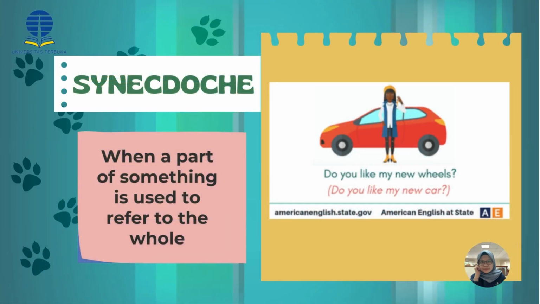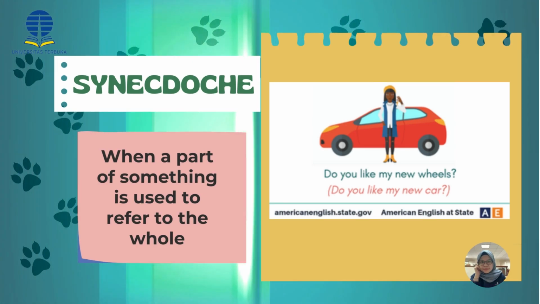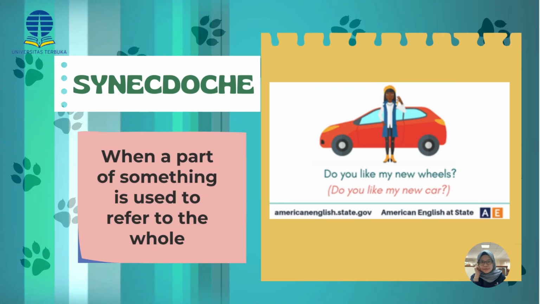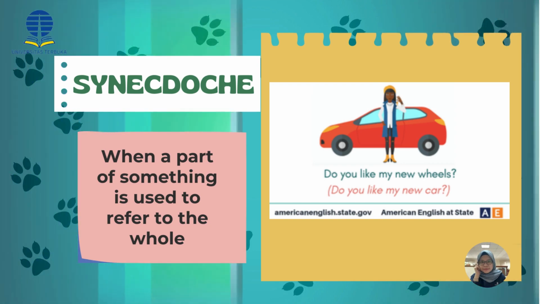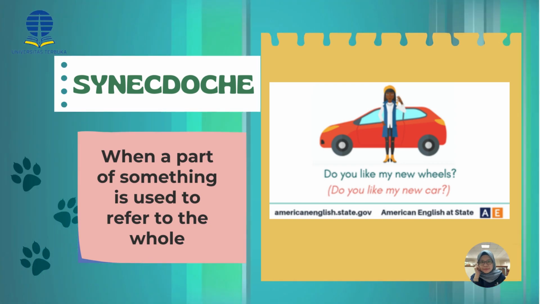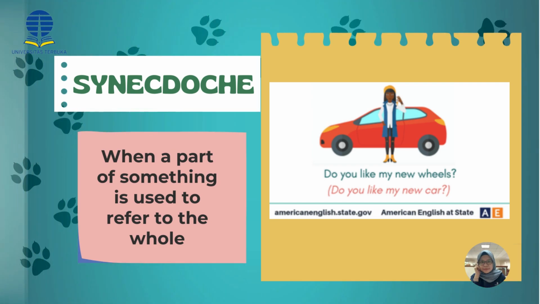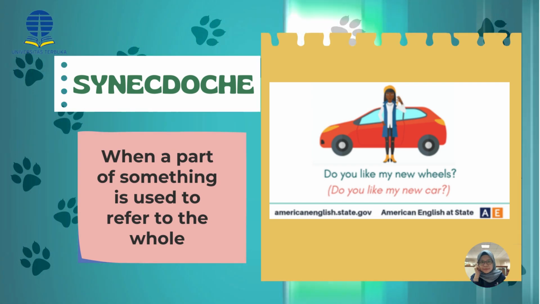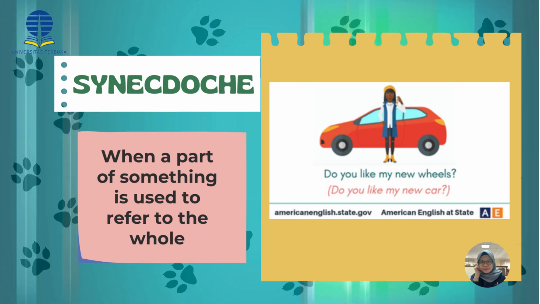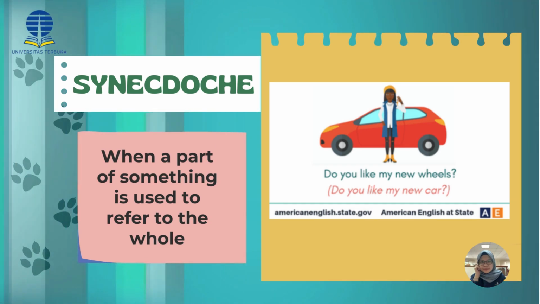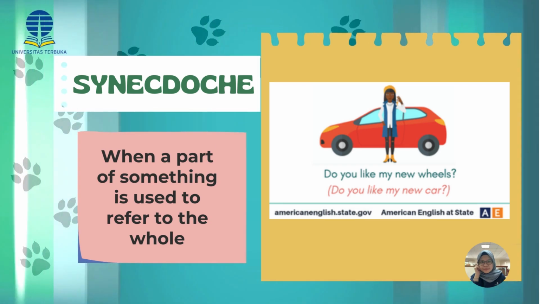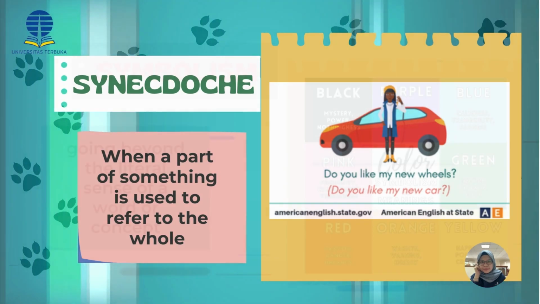Synecdoche. The definition of this figurative language device is two-dimensional, since it can represent the whole of some concept or thing referring to its parts, or vice versa, using a part to represent the whole. For example, do you like my new wheels? Wheels are parts of a car, yet wheels here represent the whole concept of a car.